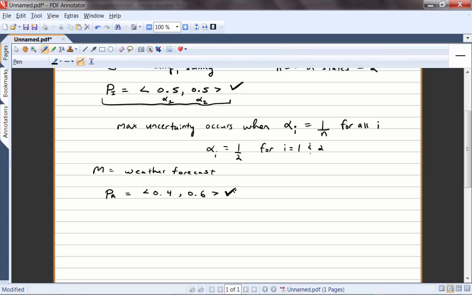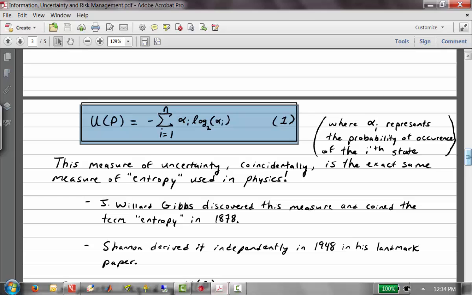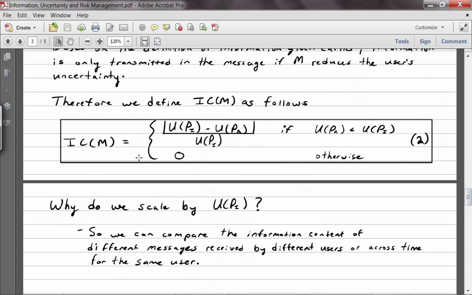So uncertainty is decreased. If you look in the lecture notes, the formula for the information content of a message, there are two cases, right? Either uncertainty decreased, in which case there is information in the message, and we can calculate it using this, or uncertainty did not decrease. It either stayed the same or it increased, in which case there is no information in the message. No information in the sense that we do not learn anything about which state, we don't become less uncertain regarding which state the weather will be in tomorrow. And we define that as no information.